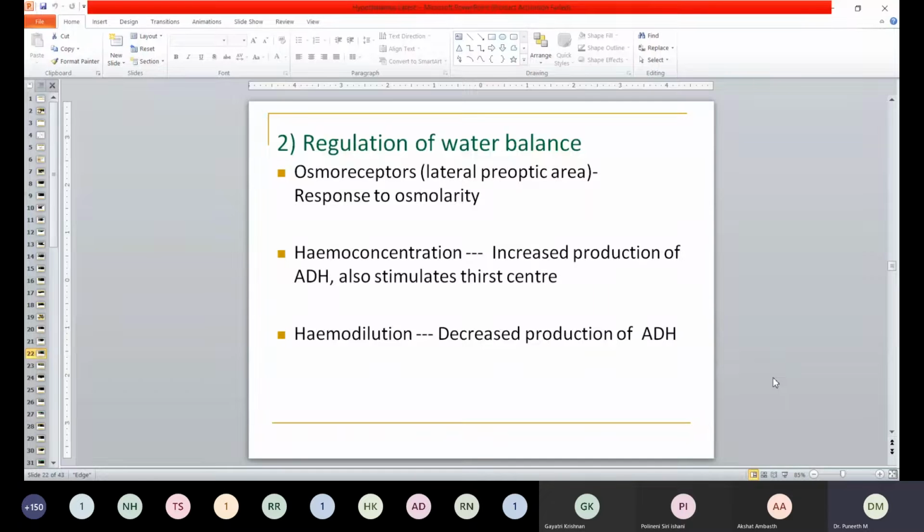Since the ECF volume will be less, antidiuretic hormone will start being produced more, which also stimulates the thirst center. This is how the osmoreceptors function. On the other hand, when there is hemodilution, less cells and more fluid, that is more ECF volume, there will be decreased production of ADH, mainly from the lateral preoptic area where the osmoreceptors are present.